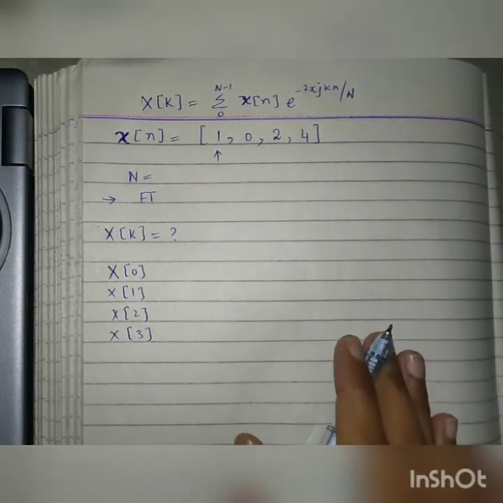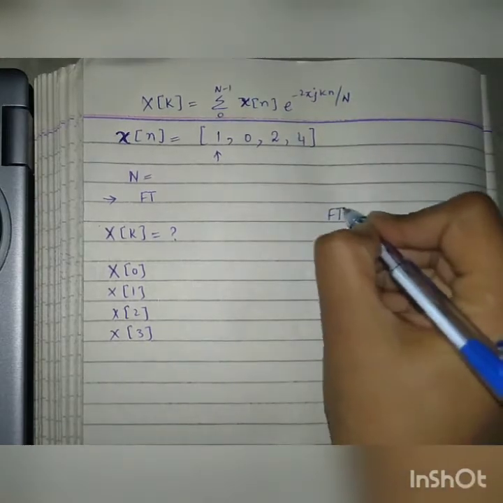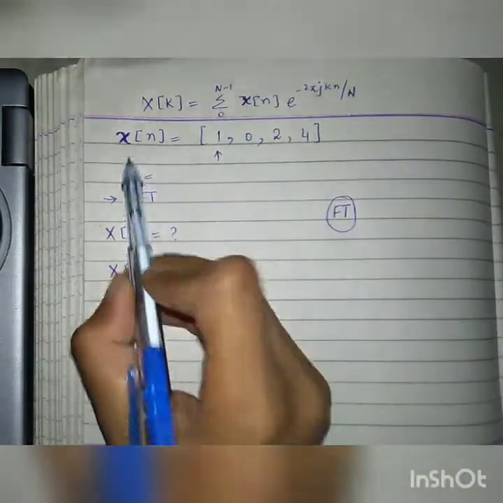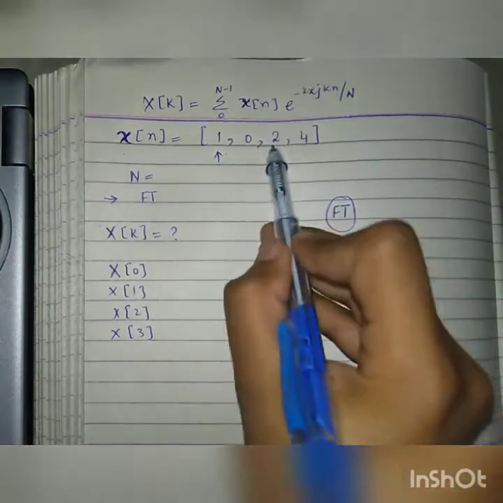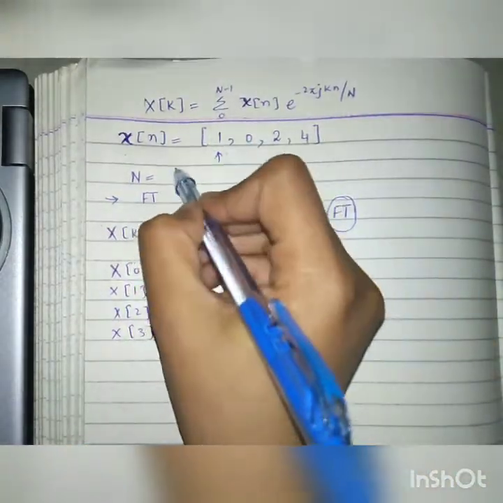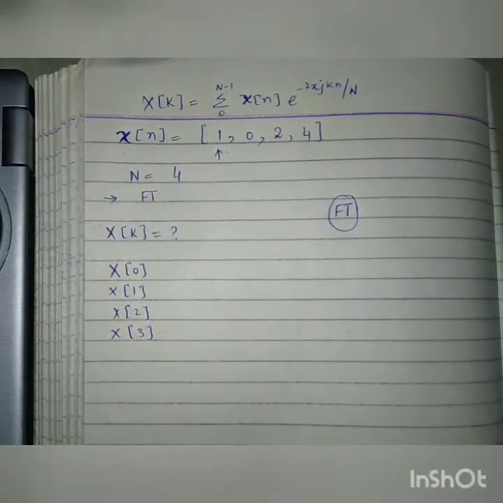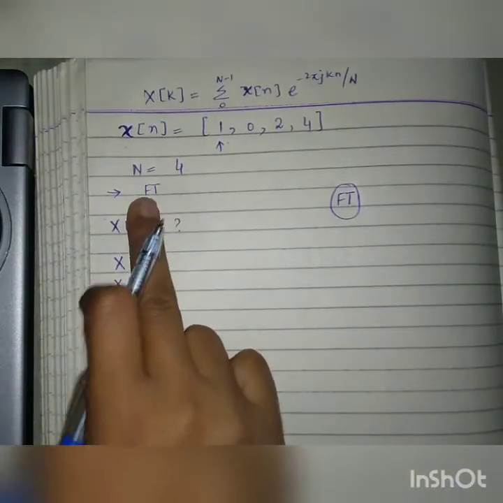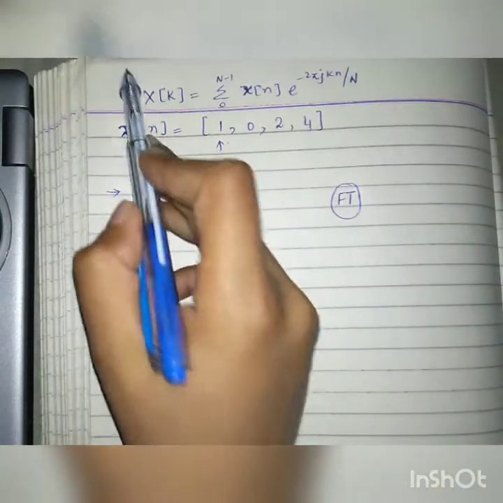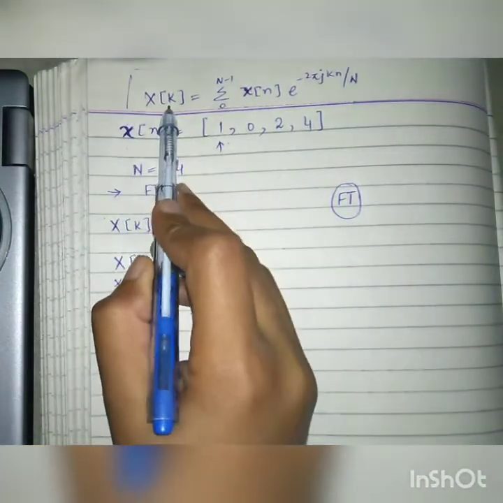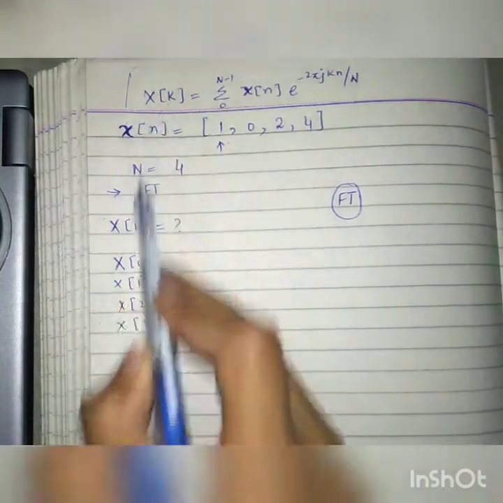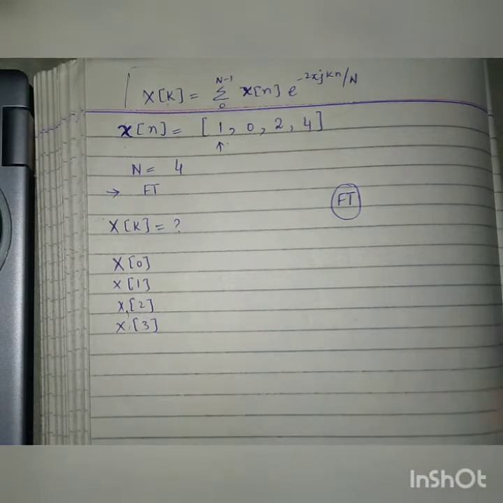So now we are trying to implement Fourier transform in it. We have x of n that is 1, 0, 2 and 4. We have 4 samples, so N is equal to 4, and then we are trying to apply FT on it, and the formula for FT is this, and we are trying to find X of 0, X of 1, X of 2, X of 3.